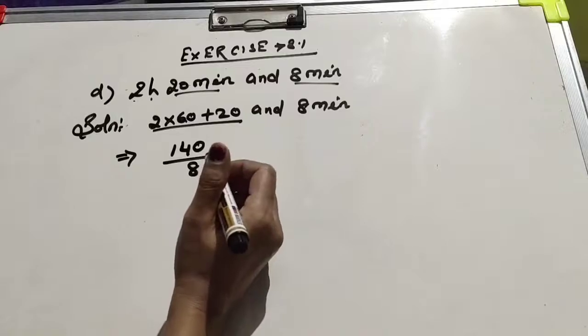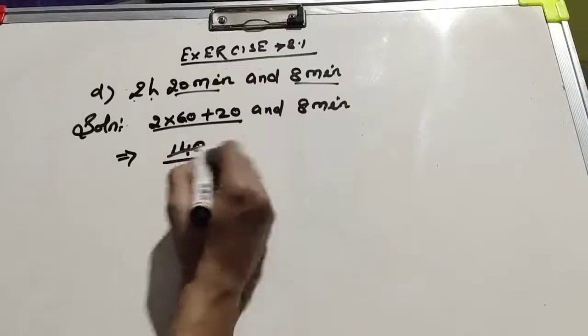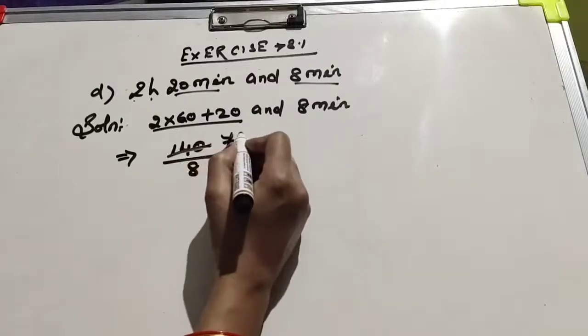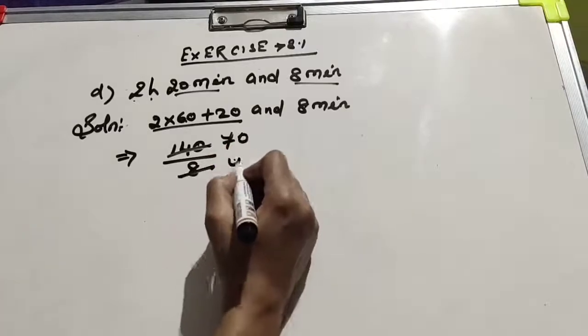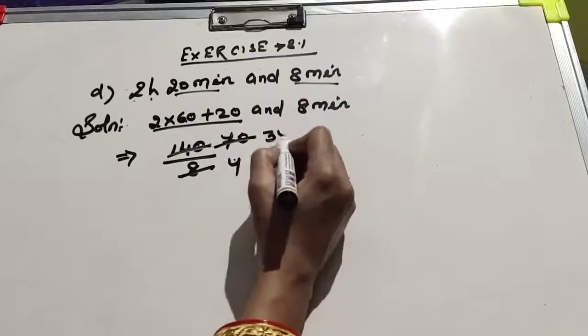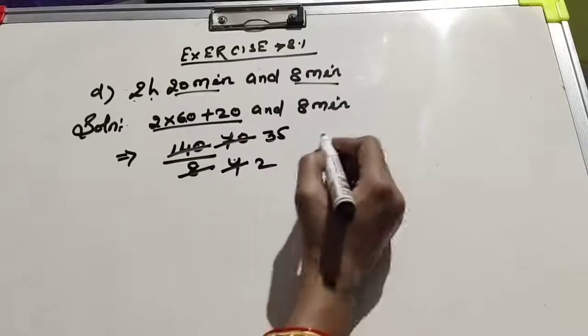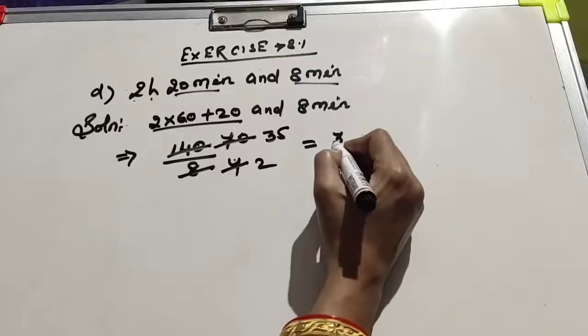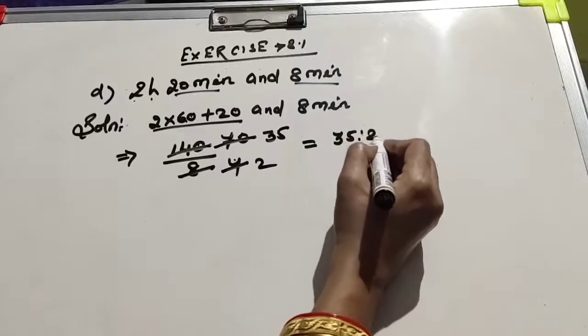So we have to cut in which table? 2 table. 2 7 is 40, 2 4 is 8. Again we can use 2 table, 2 35 times and 2 2 is 4. So your answer will be 35 is to 2. Understood?